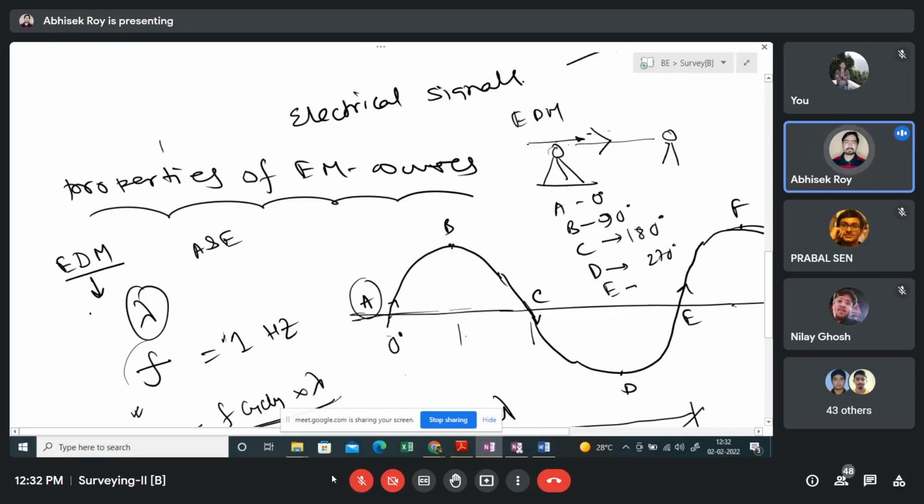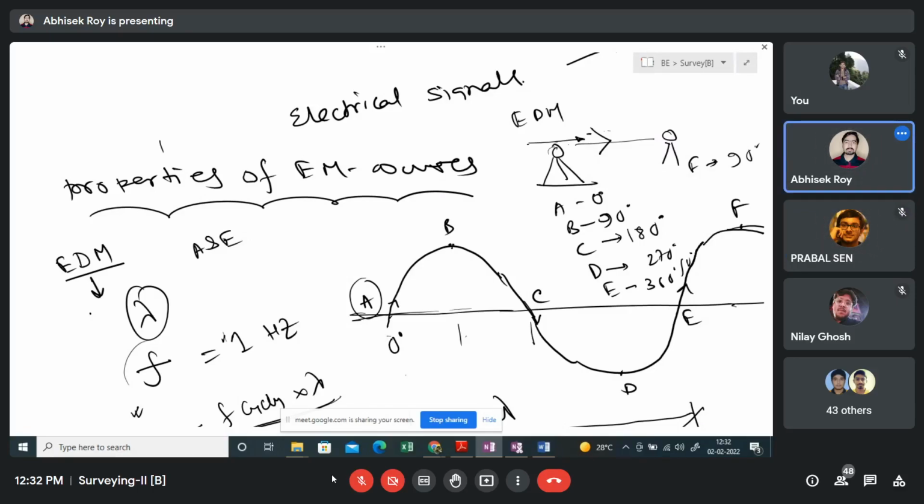And if you are at E, obviously your phase is 360, or 0 also you can write, because one cycle is completed, right? Now if you are at F, then after completing a cycle, again starting of the cycle, you have completed 1/4, so the phase will be 90 degree, like this. Okay, is this clear? Yes, sir.